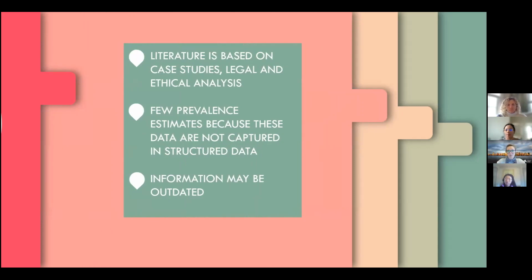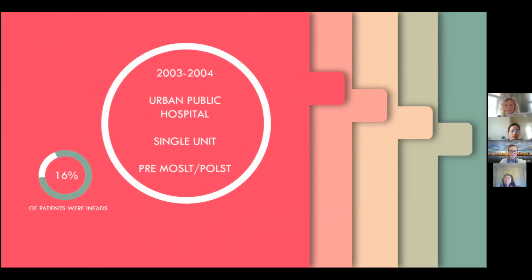So all of the literature on this population is really based on either case studies or legal and ethical analyses. There are very few prevalence estimates because these data just aren't captured in any kind of structured data mechanism. And any information that we do have may be a little bit outdated. I'll show you an example. Please, if you are aware of other studies, send them my way. We're always limited by what we know and can find, but this is a study, actually two separate papers, conducted by White et al. in 2005 and 2006. If anybody's interested, I can give you the reference afterwards.